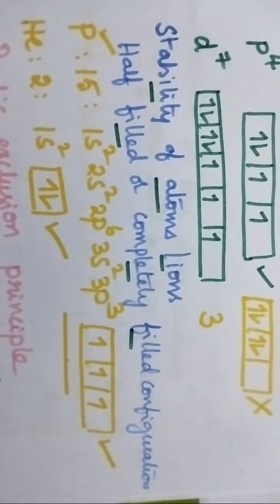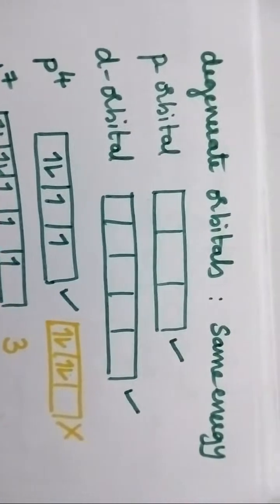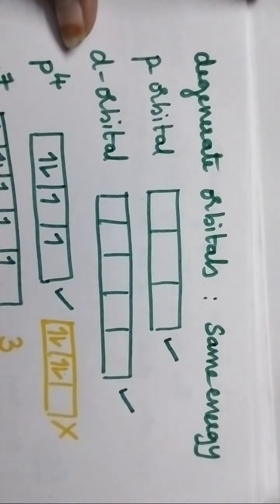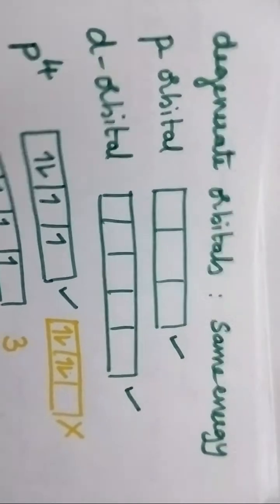So these are the 3 fundamental rules which we have to follow while writing the configuration of atoms. I think you are all familiar with electronic configuration up to 30 elements. At once you try to recollect.